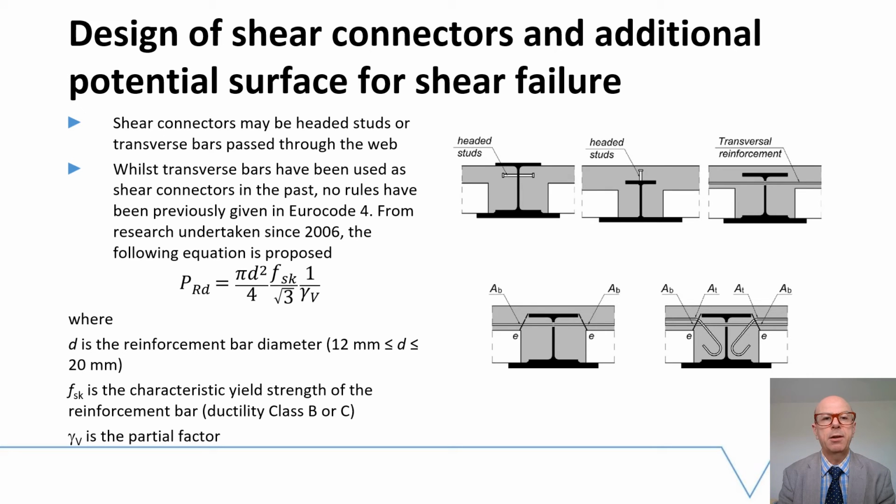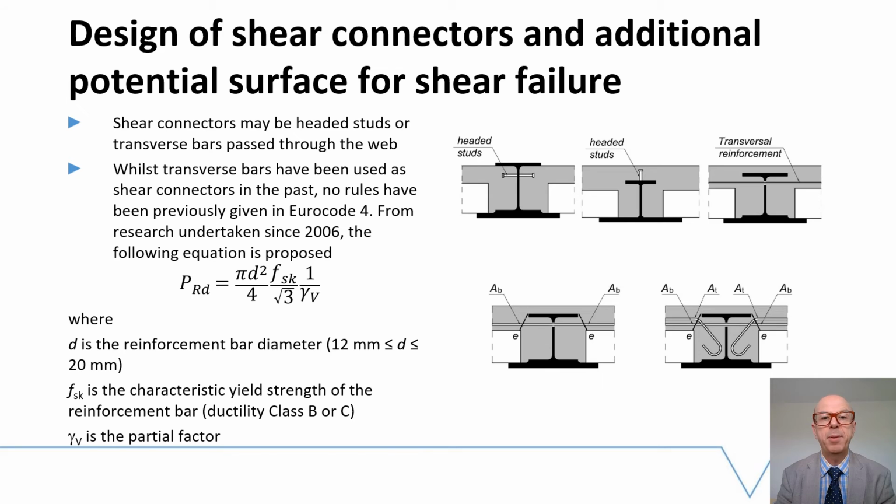Another ultimate limit state consideration is the design of the shear connectors and additional potential surface for shear failure around the slim floor beams. As far as shear connectors are concerned, they could be headed studs or transverse bars passed through the web. For the headed studs, they can be welded to the top flange of the slim floor beam or welded to the web, and for the latter case, this is sometimes known as horizontally lying studs, and rules for those already exist in Eurocode 4 Part 2.